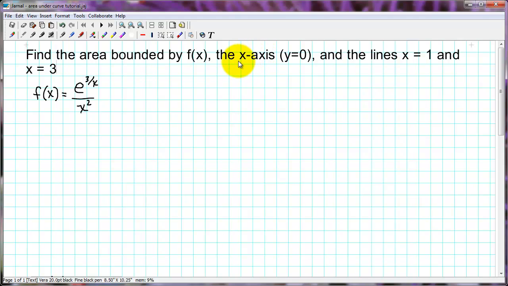Again, to apply the fundamental theorem of calculus, we need to ensure that this function is continuous on our interval, so our only discontinuity is at x equals 0, which is outside of our interval. And there are no values of x that will make the function equal to 0, so we have no x-intercept, so we can use a single integral.